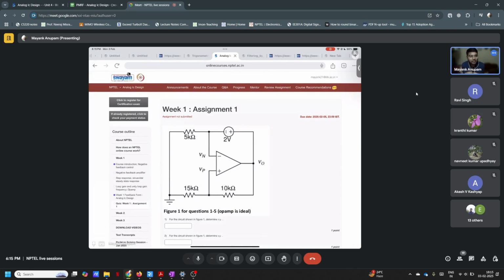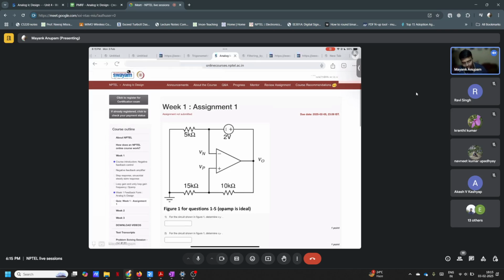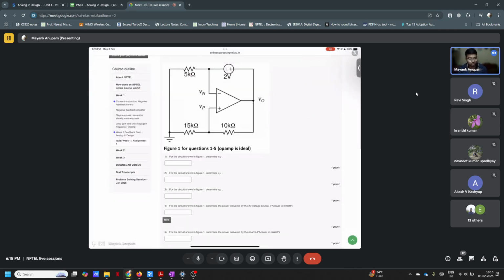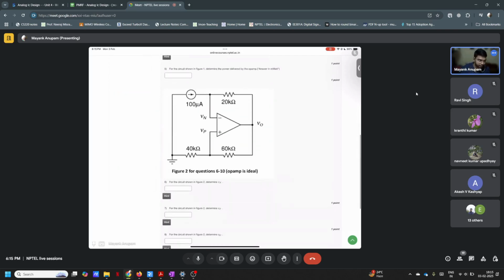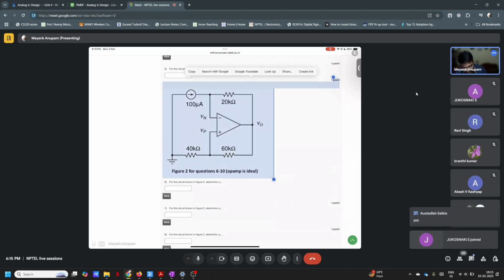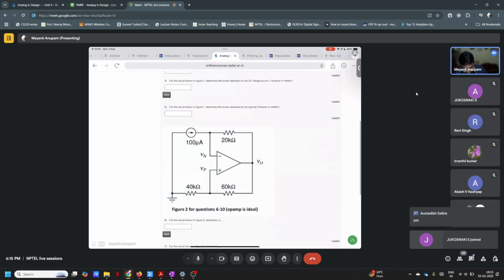I mean, I covered the most tricky part in this, which was to find out whether the loop is in negative feedback or positive feedback. So after that, were you able to solve this question? These two questions. So if there is no response, that means all right. Okay, fine. Very happy to know that you were able to solve it.